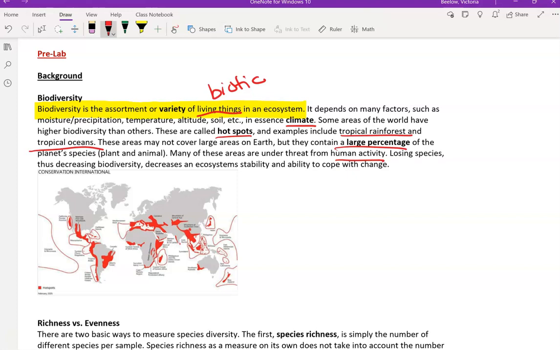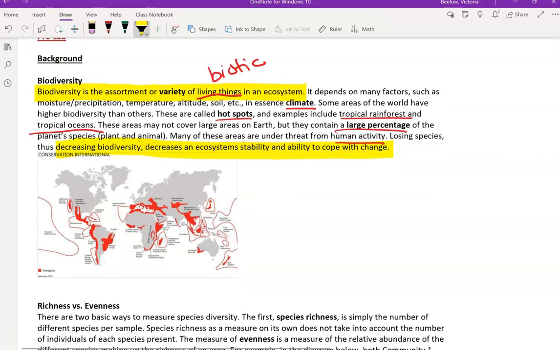If you decrease biodiversity, this can cause a decrease in the ecosystem's stability. When you have a lot more variety of different species, this can help if a species is lost, because the ecosystem can cope with it. When you start to take away a lot of different species, that can really affect the overall food chains, food webs, all of those things that are connected to each other.